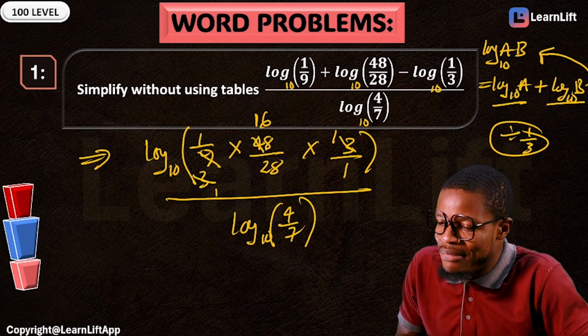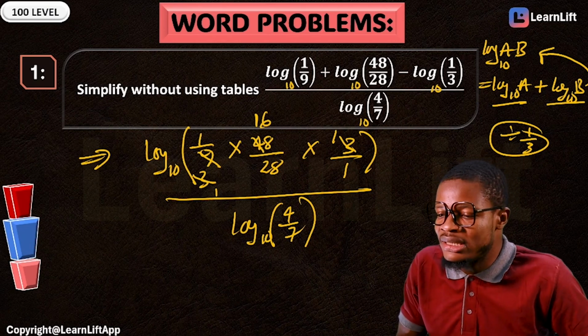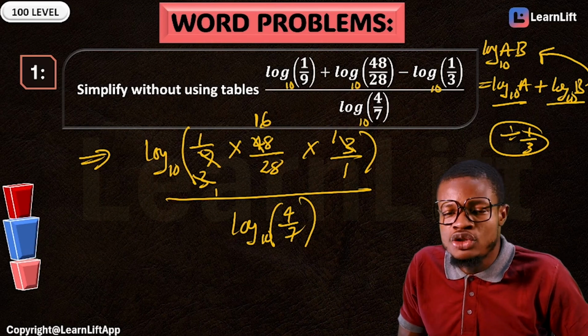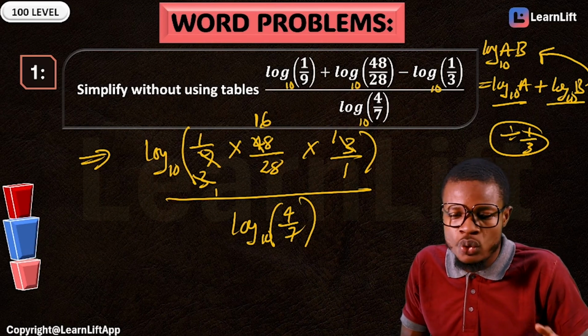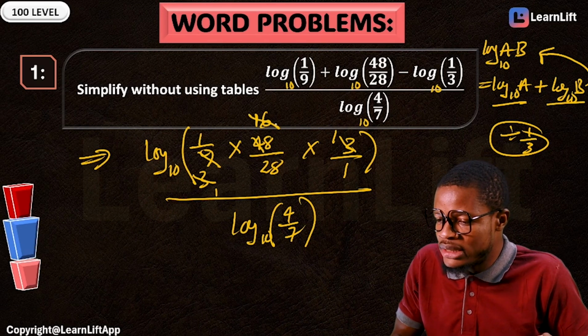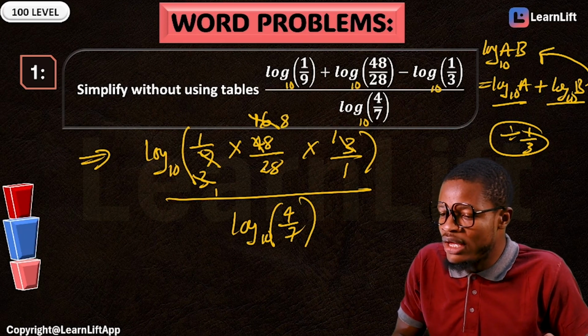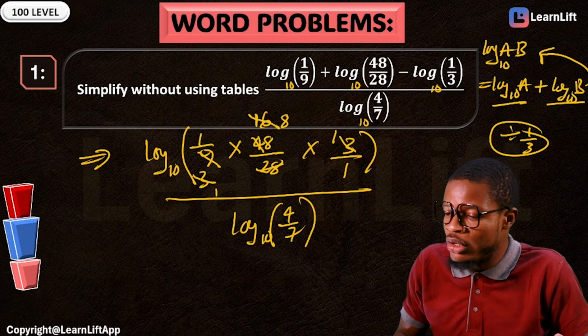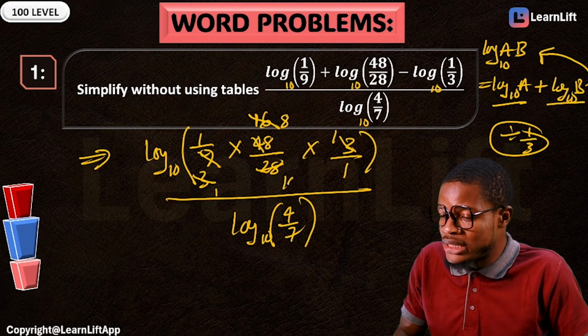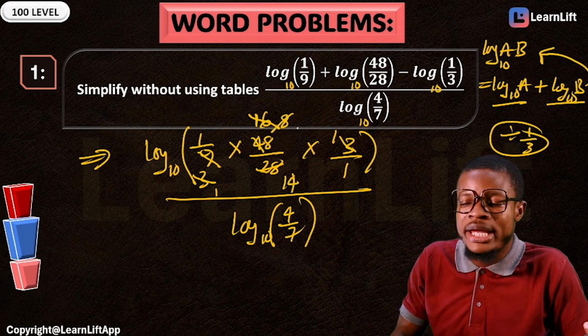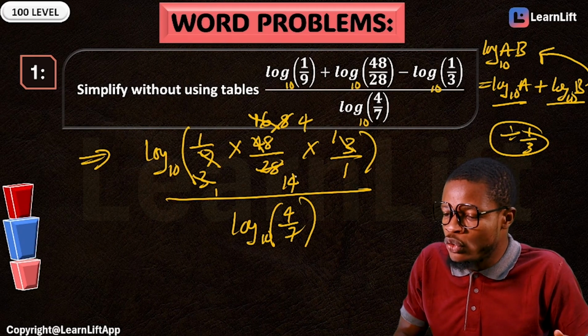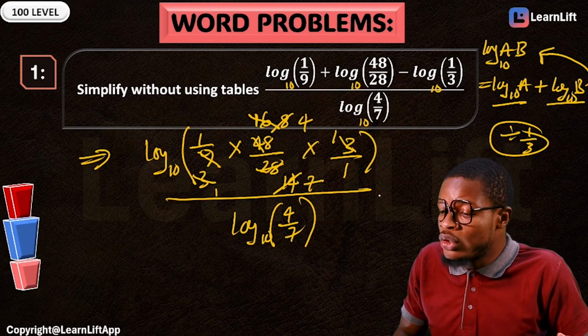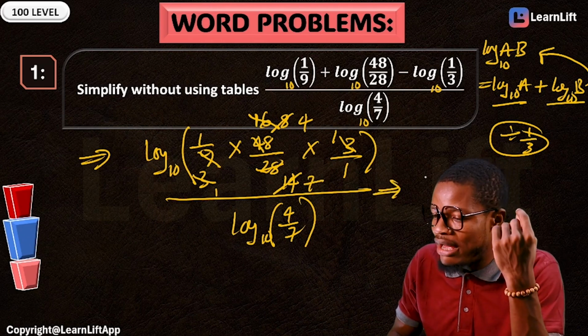Now the question is this: can your 2 go into 16? Yes, 2 can go into 16. If 2 goes into 16, it gives me 8. If 2 goes into 28, it gives me a total of 14. If 2 goes into 8, what am I going to have? 4. If 2 goes into 14, what am I going to have? 7.